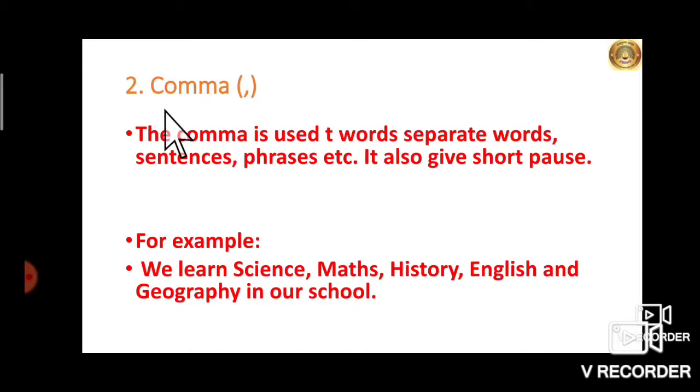Second one is comma. The comma is used to separate the words, sentences, phrases, etc. It also gives short pauses. For example, we learn science, comma, maths, comma, history, comma, English and geography in our school. So do you understand what is the use of comma? What job has been done by comma? It is used to separate the two words and it takes short pauses.